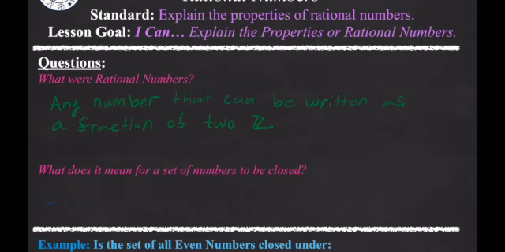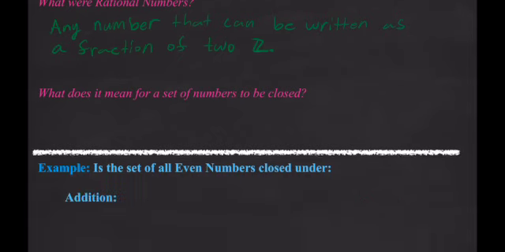Let me just also write down this. Basically, a set is closed under an operation whenever we are able to take any operation, addition, subtraction, multiplication, division, and it ends up in the same set. So that's basically what it means to be closed. It has to end up in the same set. And we're going to look at a few examples of this.